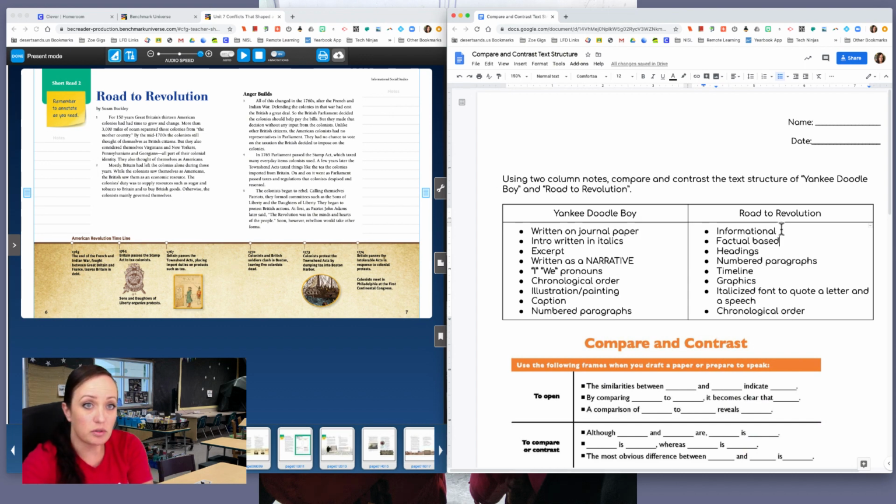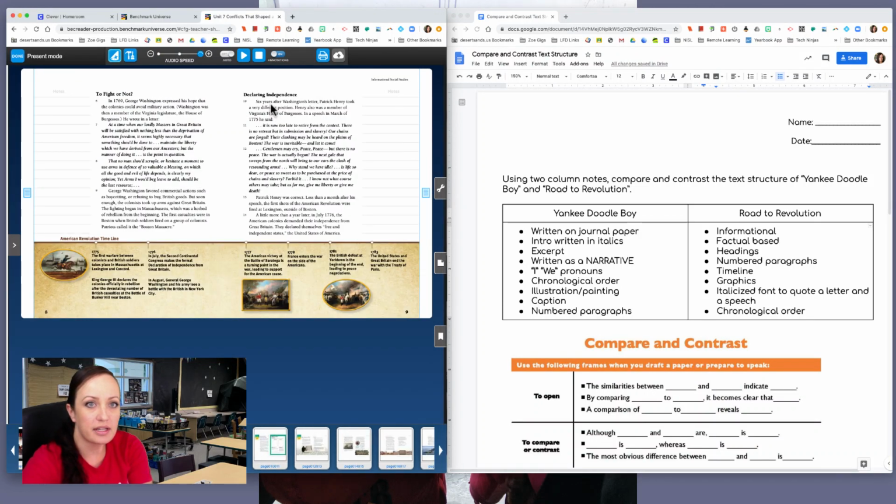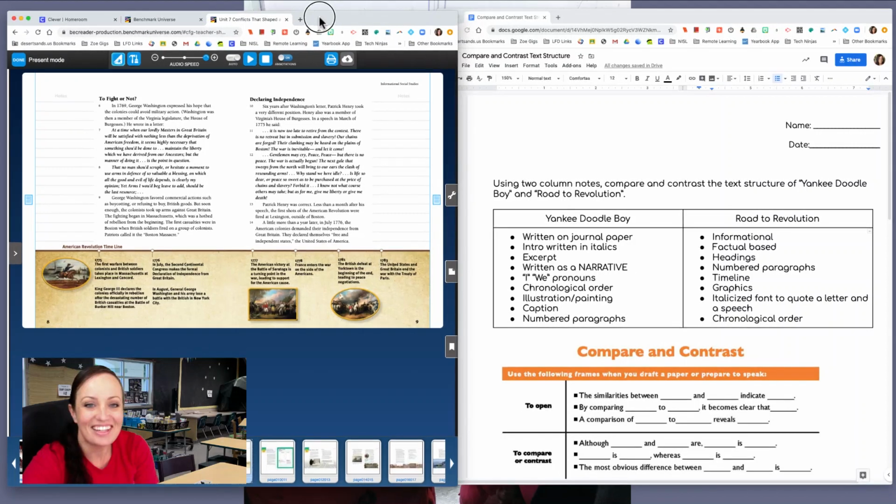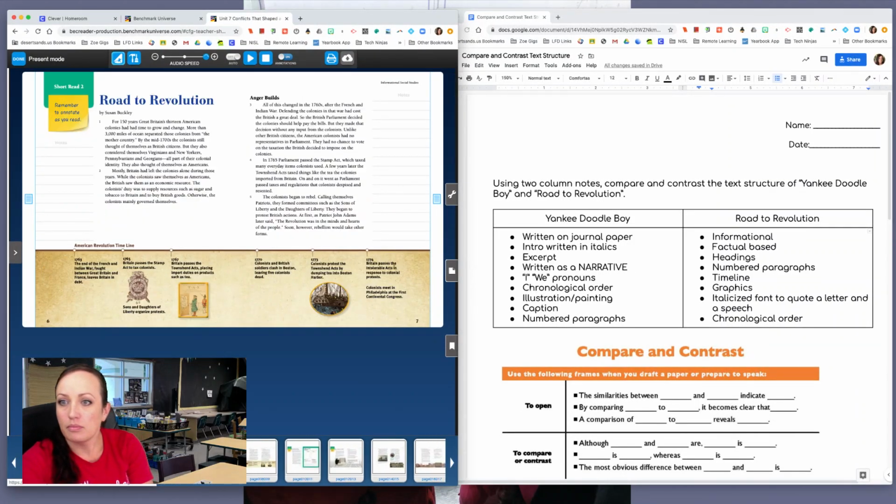There were headings, so like a heading, for example, like anger builds. Sorry. And on the other pages, we saw some more headings too. Declaring independence was there also, and can't see that one. What does that one say? To fight or not, right? Okay. There was a timeline.